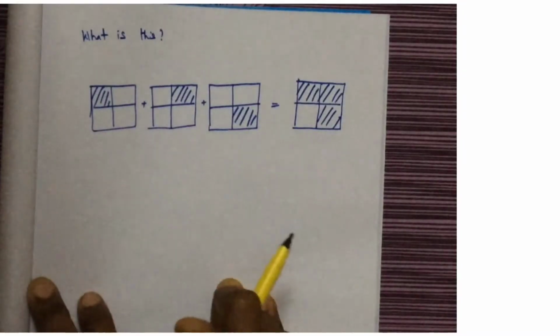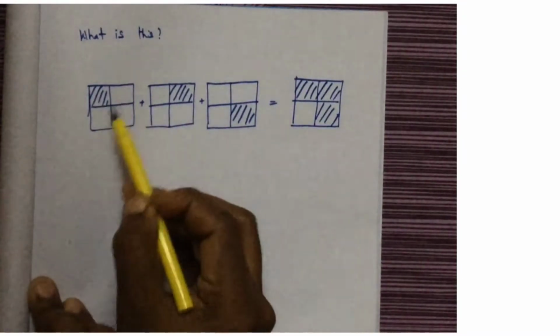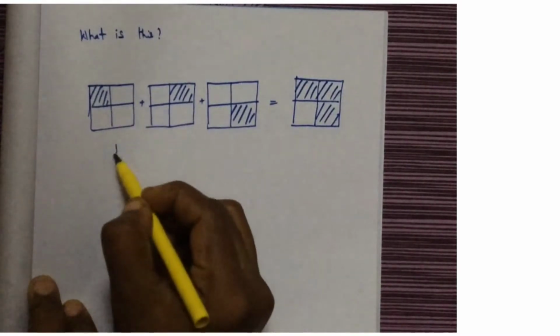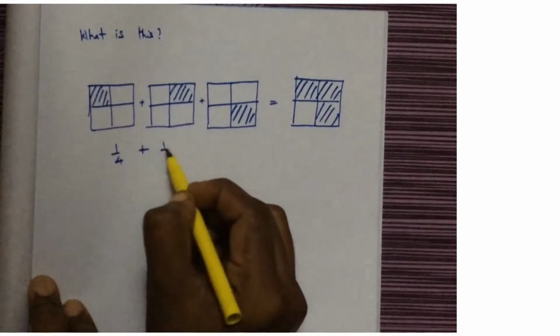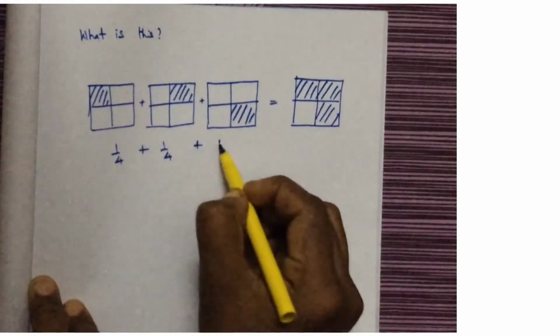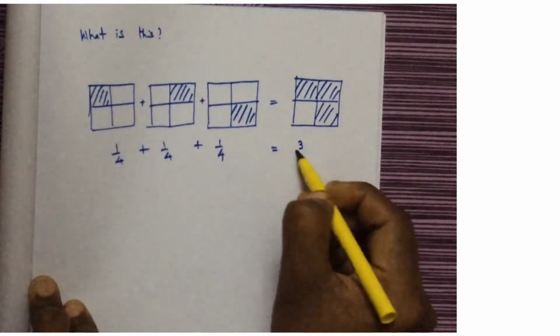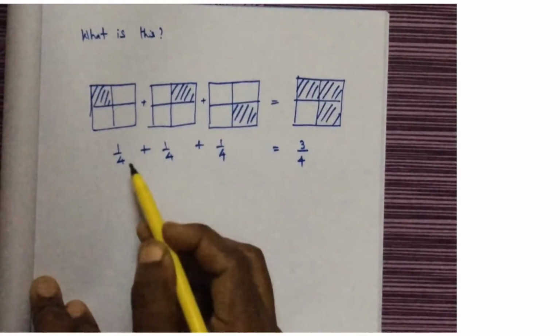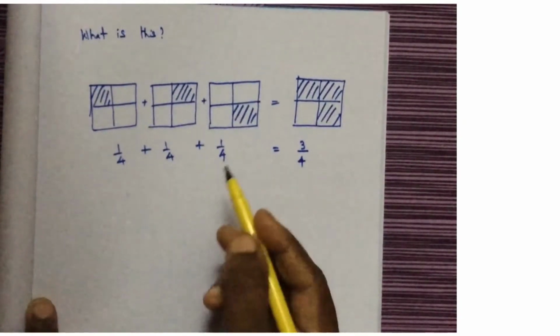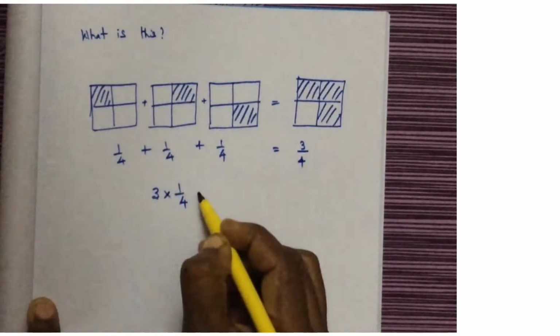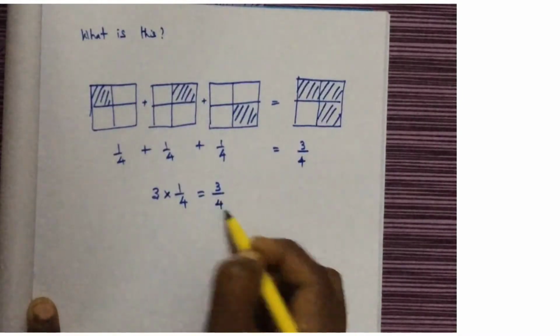Now can you tell what this is? Here you can see there are 4 parts. Out of that, 1 part is shaded. So it is 1 by 4 plus 1 by 4 plus 1 by 4, that is equal to, here 3 parts are shaded, 3 by 4. That is, 1 by 4 is added 3 times. So 3 multiplied by 1 by 4 is equal to 3 by 4.